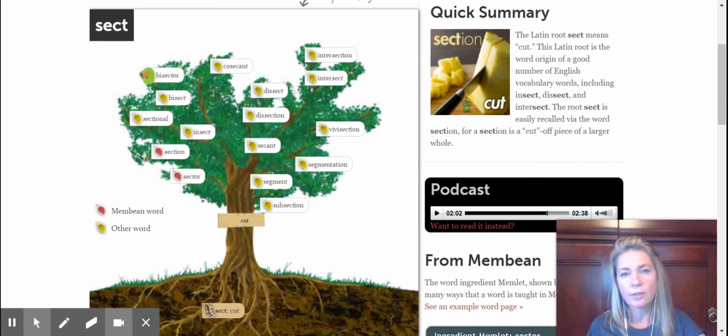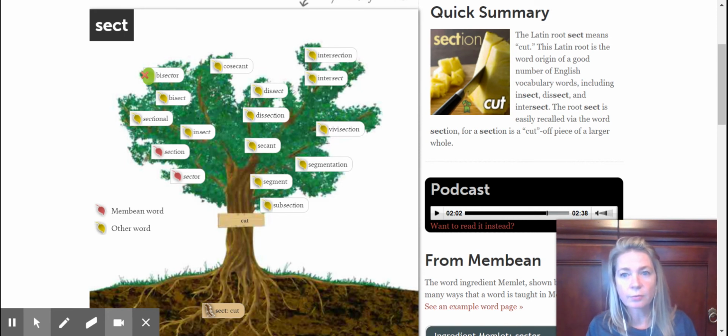In order to decode new vocabulary words, you can break the words down into the smallest meaningful unit, the morpheme, or that's the fancy way of saying the Greek or Latin root or affix of the word. So we are talking about a specific morpheme or root called sect today. The Latin root sect means cut.